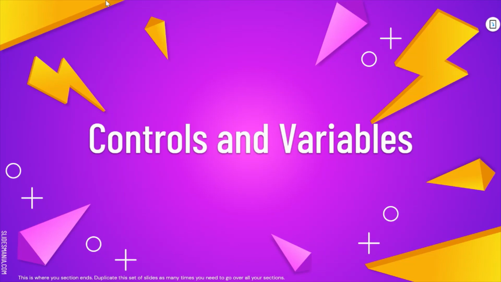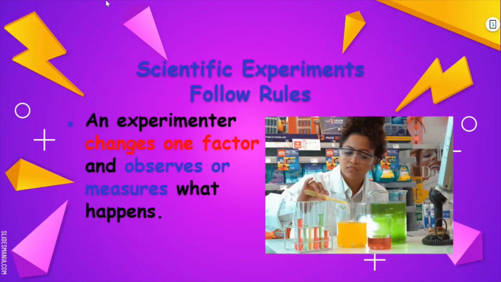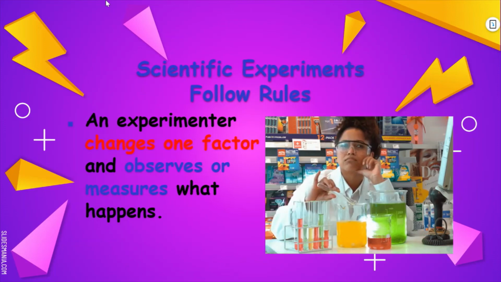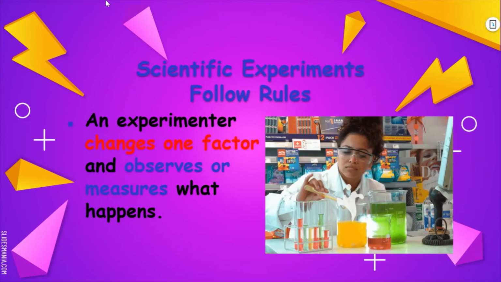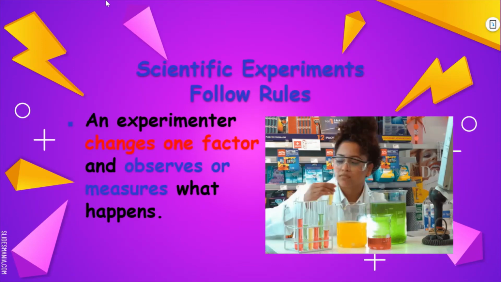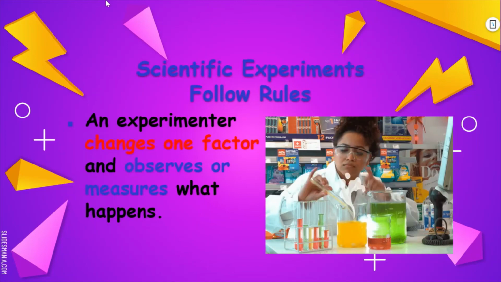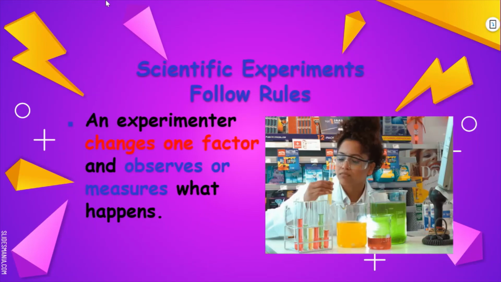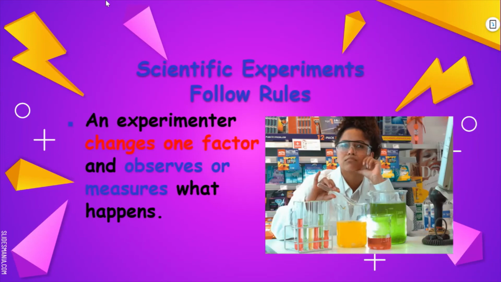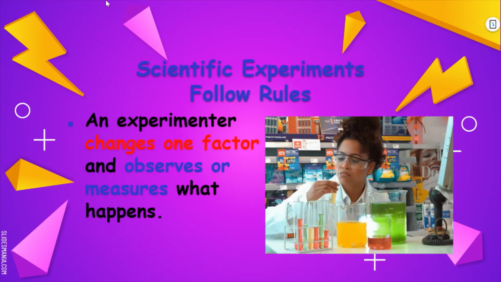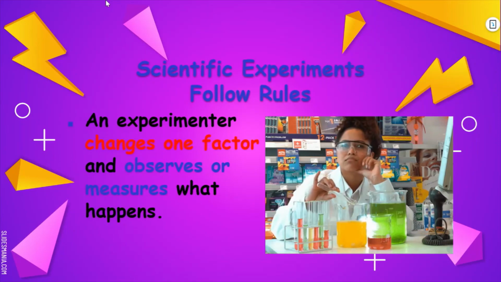Right. So again, some more on controls and variables. Remember that you want to just try to reduce all the other variables except the one thing that you're testing. Right. So an experimenter changes one factor and observes or measures what happens. Then you've got to do it one factor at a time, because otherwise you don't know what is causing the results of an experiment, right? If you're changing everything at the same time. So just try to focus on one factor and decide if it's that one thing that is causing the results of the experiment.